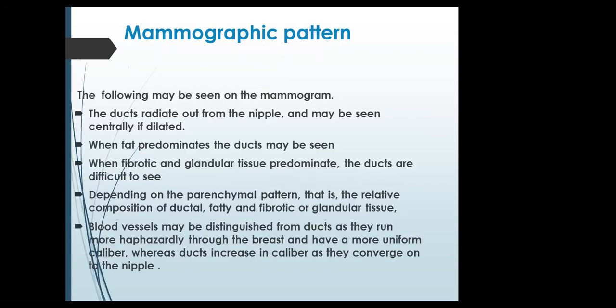The following may be seen on the mammogram. The ducts radiate out from the nipple and may be seen centrally if dilated. When fat predominates, the ducts may be seen. When fibrotic and glandular tissue predominate, the ducts are difficult to see, depending on the parenchymal pattern, that is, the relative composition of ductal, fatty, and fibrotic or glandular tissue. Blood vessels may be distinguished from the ducts as they run more haphazardly through the breast and have more uniform caliber, whereas ducts increase in caliber as they converge onto the nipple.